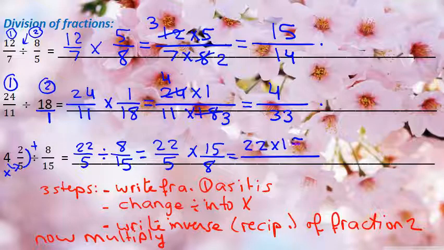22 times 15 over 5 times 8. Is there any common factor between 22 and 5? No. Between 22 and 8, they are both divided by 2. It's 11, and by 2, it's 4. Between 15 and 5, by 5, it is 3. By 5, it's 1. So 11 times 3 is 33. 1 times 4 is 4.